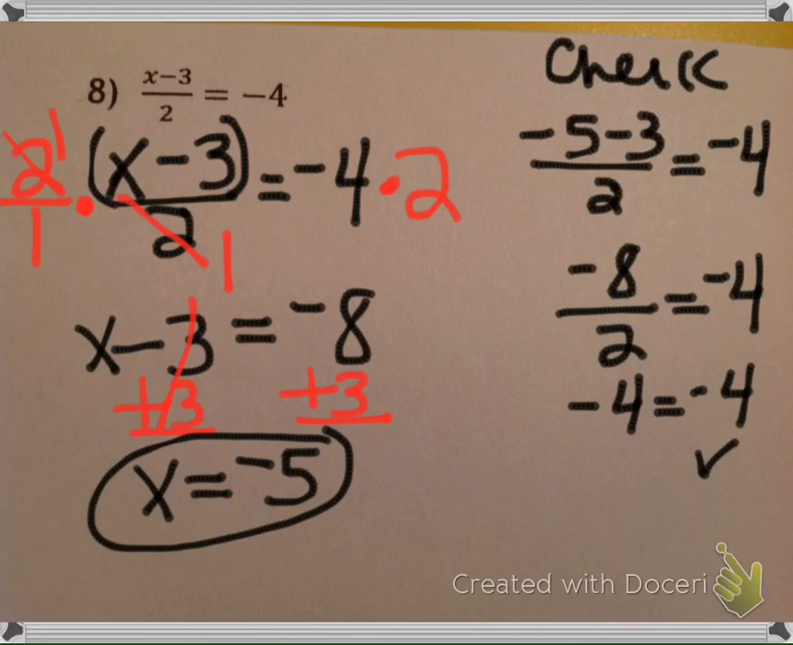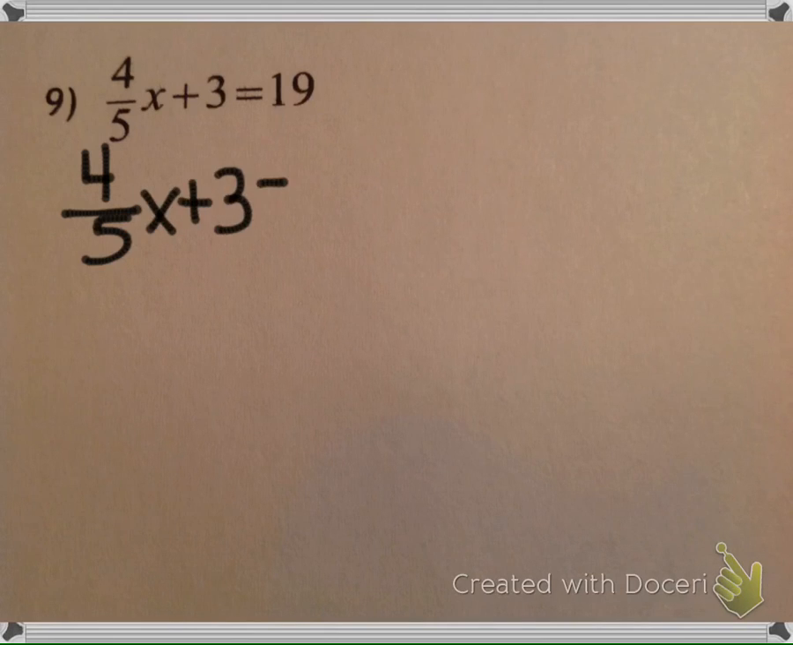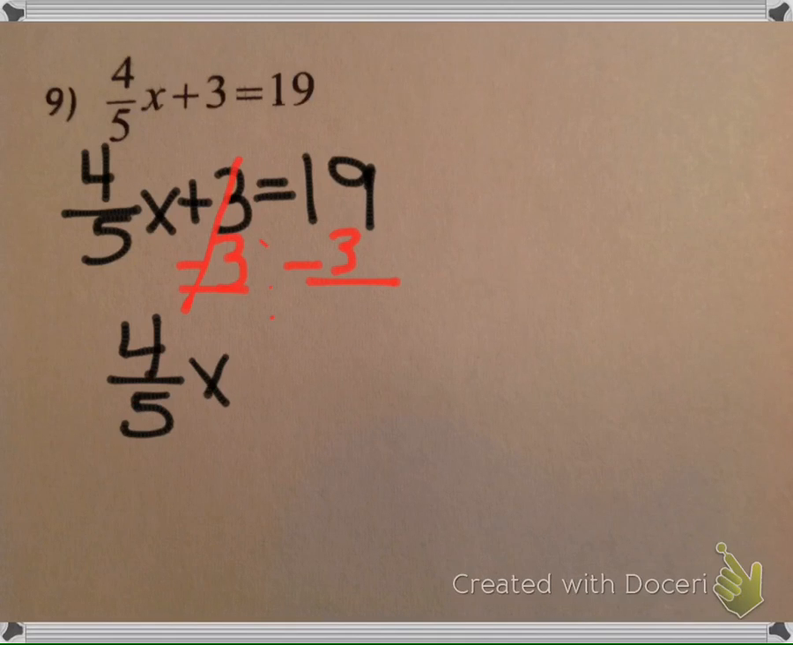Okay, let's try number 9. Okay, on number 9 we have 4/5 x plus 3 equals 19. Okay, on this one, we're going to first get rid of our add 3. So we're going to subtract 3. Whatever we do to one side of the equation, you have to do to the other. And the plus 3 minus 3 cancels out. You're left with a 4/5 x, and 19 minus 3 equals 16.